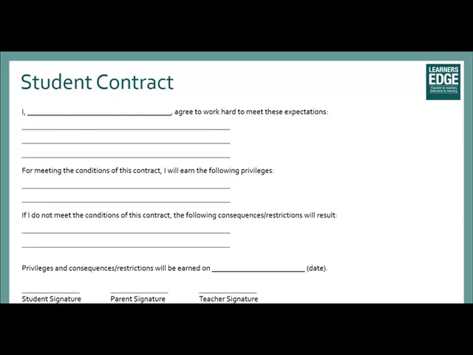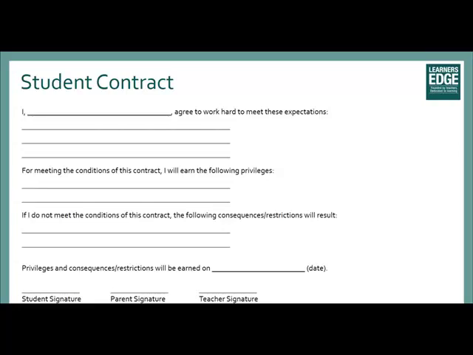So a contract is another option, which can be revisited weekly, monthly, whatever you decide. Again, everyone has to have buy-in. So here's an example of a pretty simple contract that I used with an older student. I think the student was in sixth grade. So we had his expected behaviors on top, and then privileges, possible consequences, and then a date as to when we would revisit to see if the terms of the contract were met.